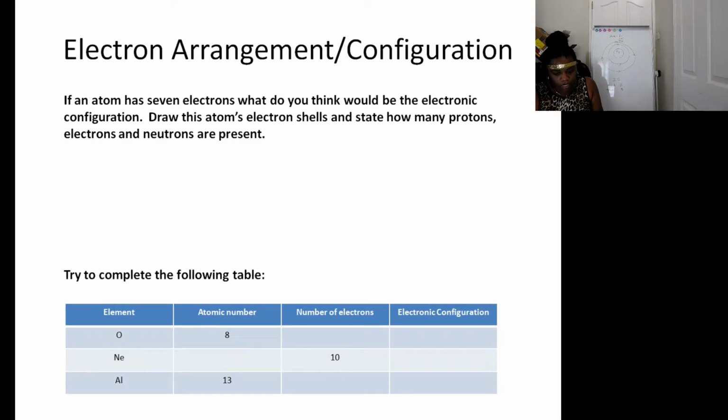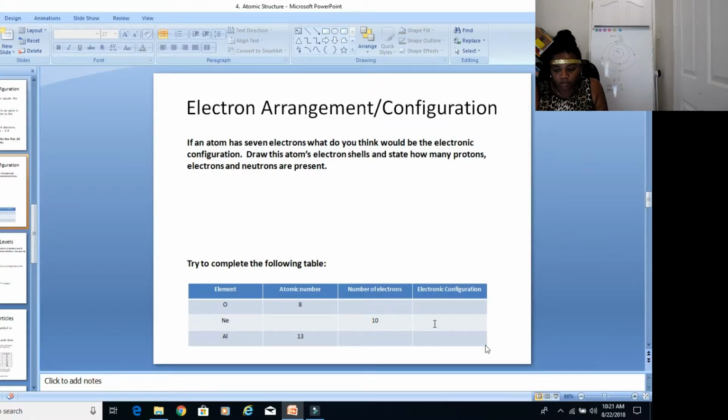And we have element oxygen, atomic number 8, and number of electrons is going to be 8, correct? So the number of electrons is going to be 8. So if you came up with the number 8, that's good. And then the electronic configuration, how do you find that? Well, you know the first shell holds 2. And then you just minus that 2 from 8, and that leaves 6, which is less than 8, which is how much the second shell can hold. So we have 2, 6.